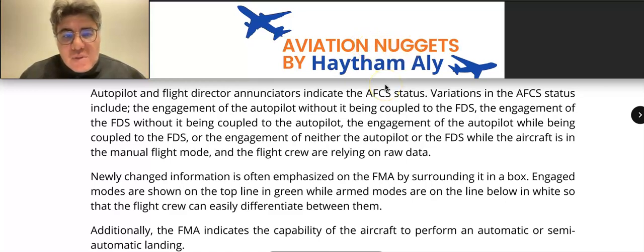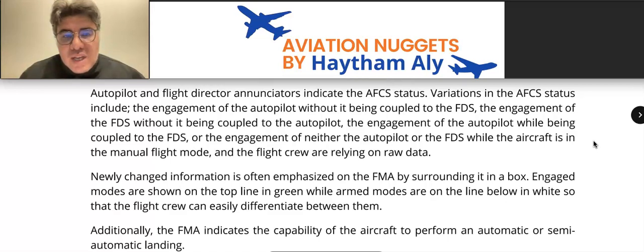Let's speak a little bit about the flight mode annunciator. Flight mode annunciator, or FMA, is the upper part of the PFD, the primary flight display of the EFIS, or the upper part of the electronic attitude direction indicator.